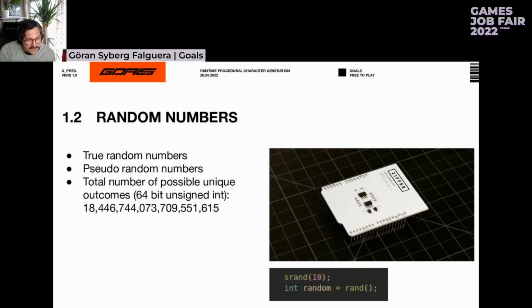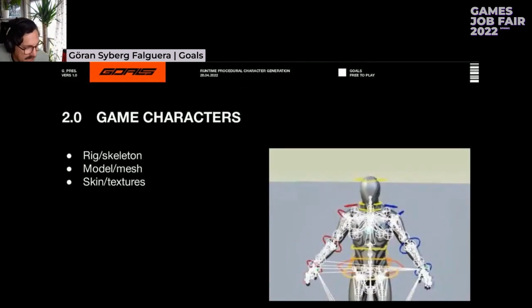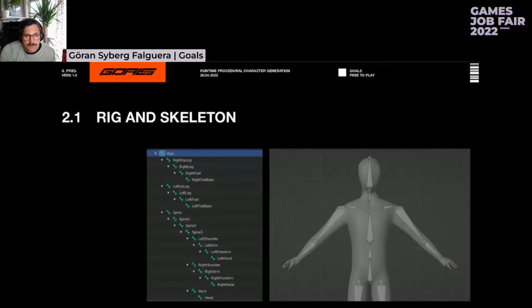Game characters are usually made up of a rig and a skeleton, a model or a mesh, and a skin and textures. And nowadays, with advanced cloth engines, we also usually have clothing on top of this. Previously, clothes were part of the mesh and the skin. But let's start with the rig or the skeleton.